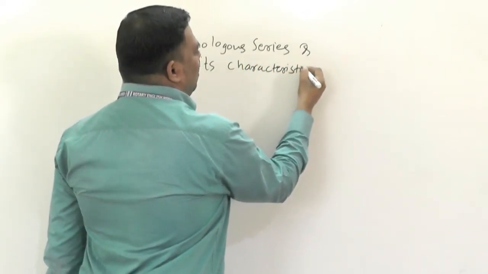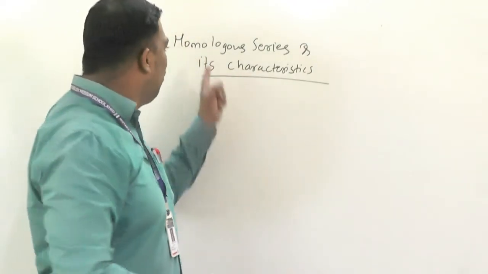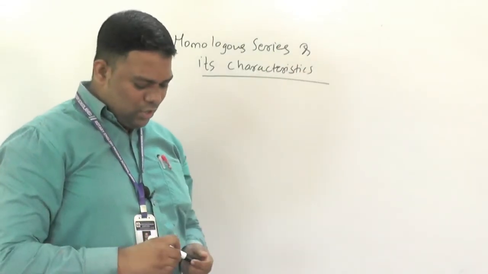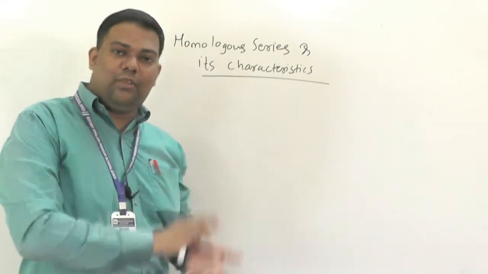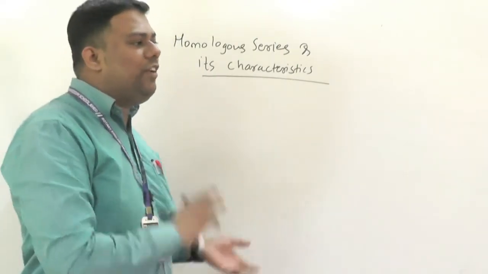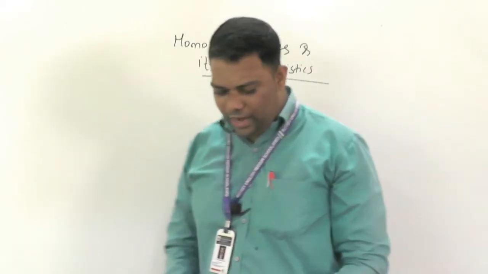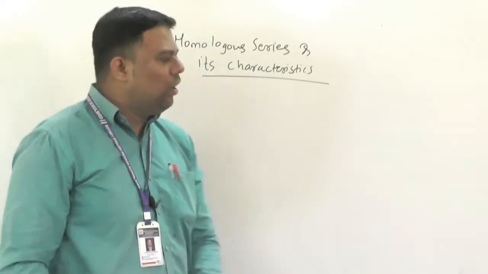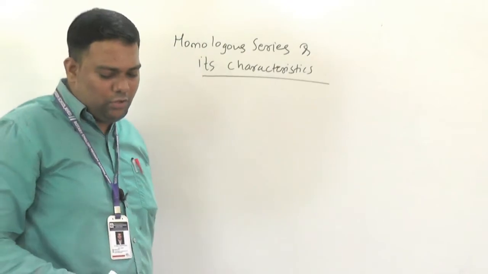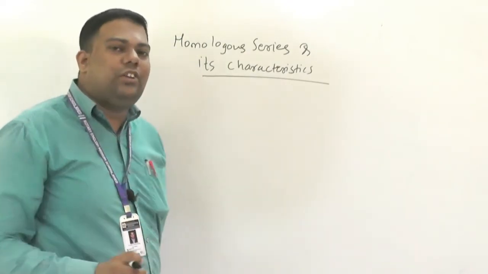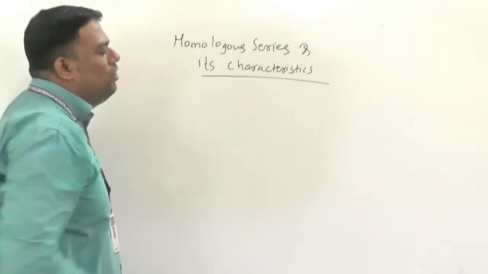Characteristics. So the name itself indicates what? Homologous. Homo means what? Similar. So they contain similar chemical properties, physical properties, or we can say they have a similar general formula. So, beta, you have to write first the definition. We will write here a proper definition of homologous series. You must also write it in your notebook, whatever I am writing on this board.